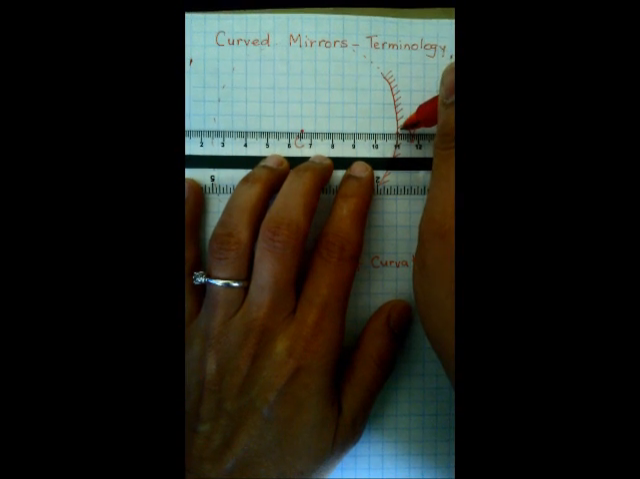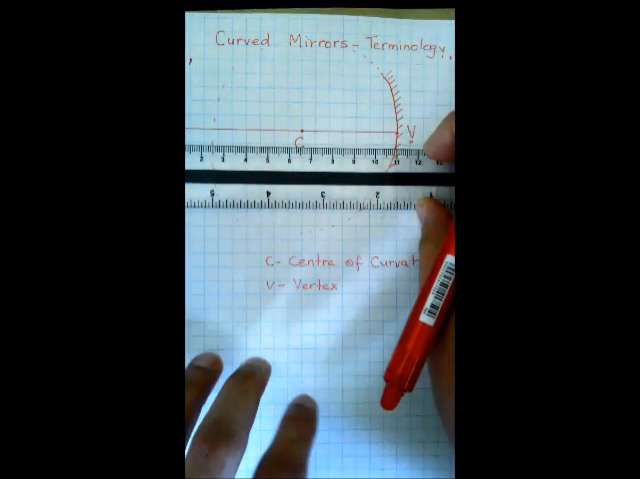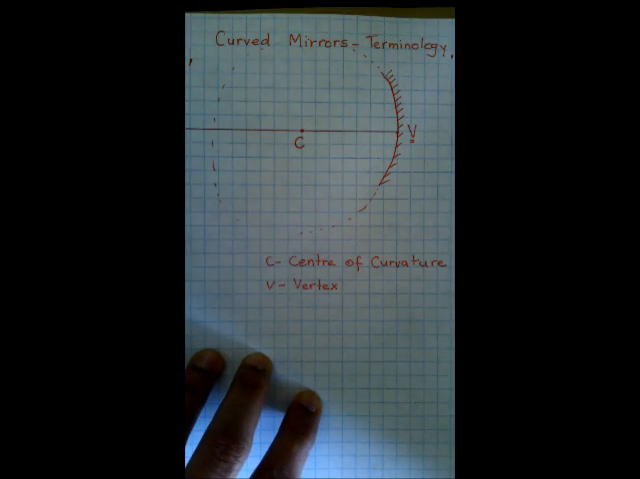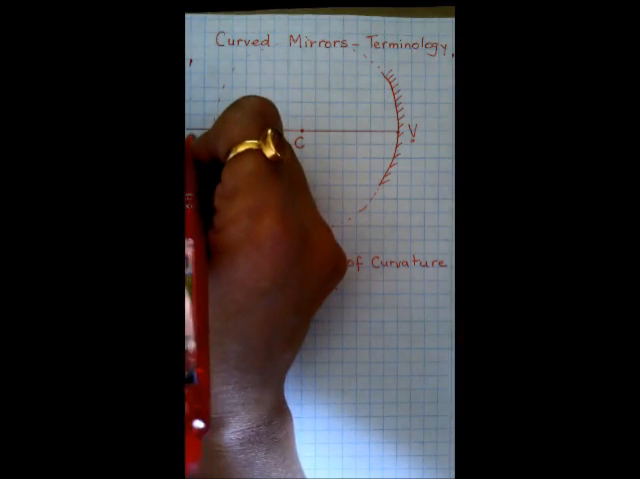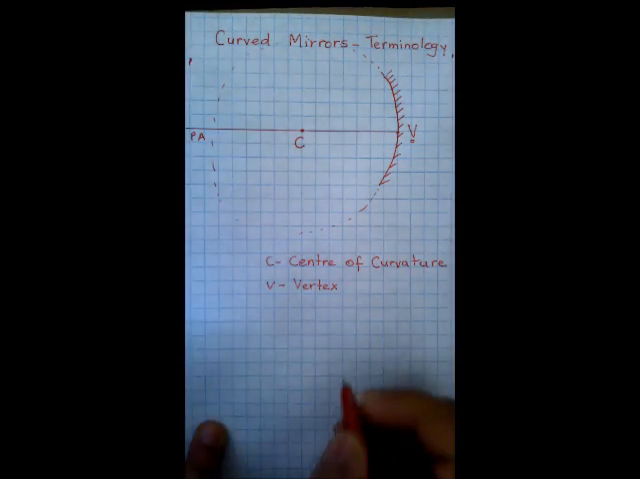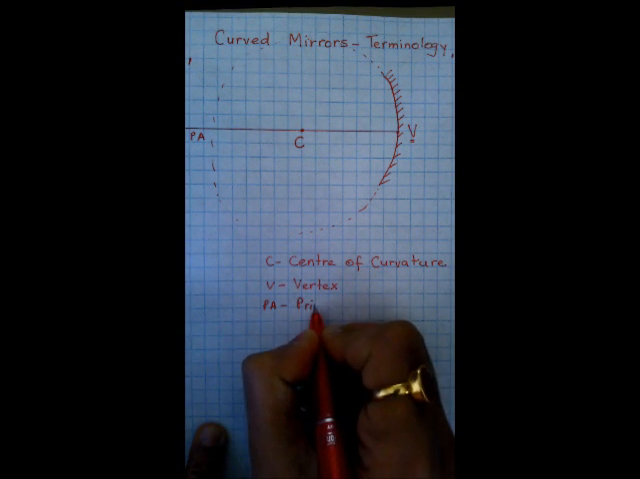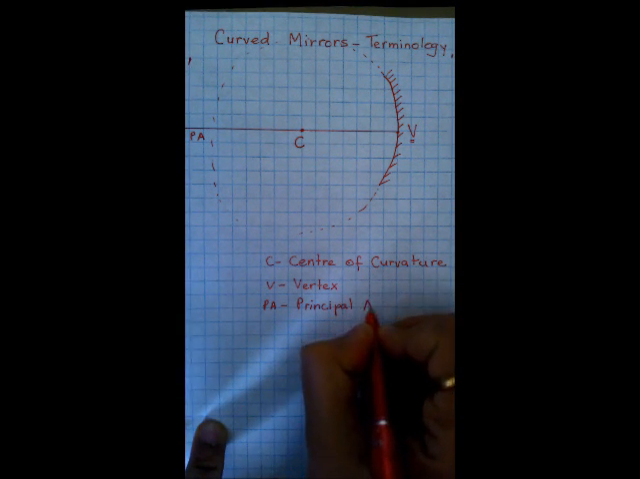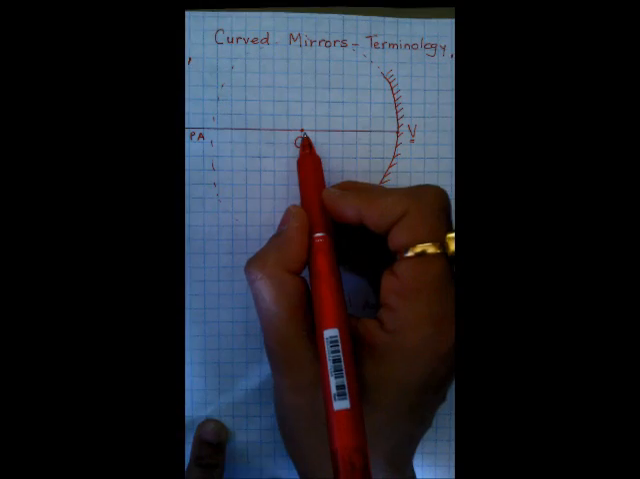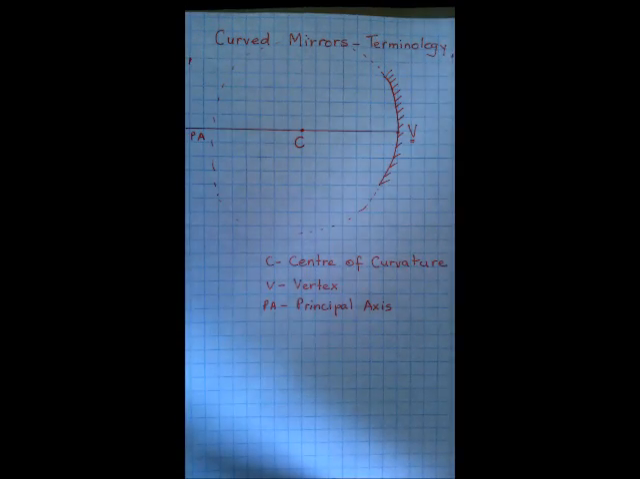Now there will also be an imaginary line passing through the center of curvature and the vertex. Remember, there is no such line, it's just an imaginary line connecting the center of curvature to the vertex V. This imaginary line is known as the principal axis. PA stands for the principal axis. It's just an imaginary line connecting the center of curvature of the mirror to its vertex.